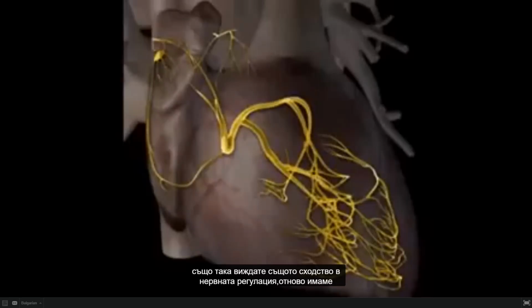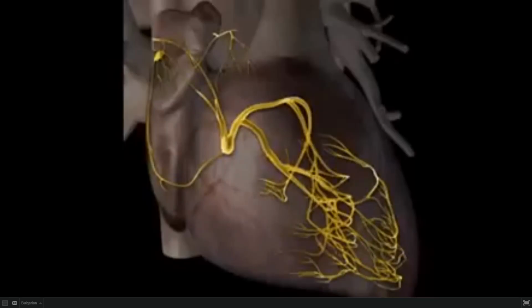We have again two nervous system regulations in our heart. This is the autonomic one, tied to the emotional part of the brain, and peripheral regulation, like the parasympathetic and sympathetic nervous system. They belong to your physical part of the brain.